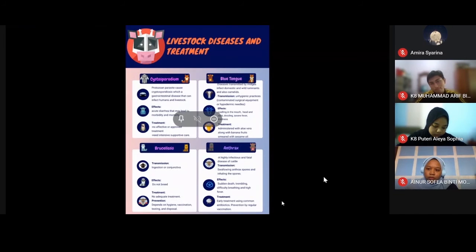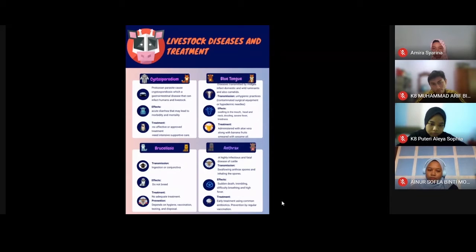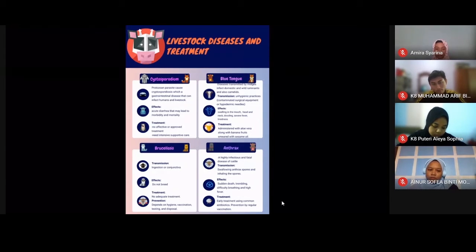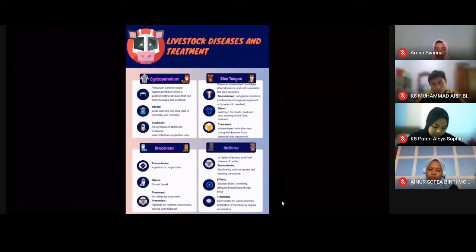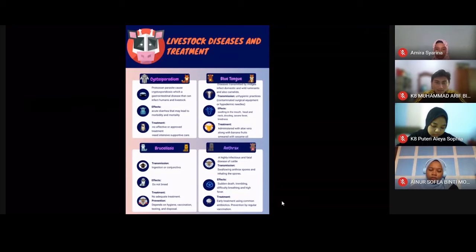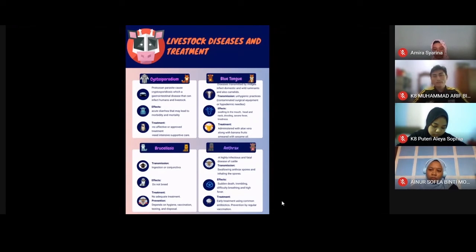Right, let's proceed to the livestock diseases and treatment. So the first disease is called Cryptosporidium, which is a protozoan parasite that causes cryptosporidiosis, which is a gastrointestinal disease that can infect humans and livestock. And the common livestock that it infects is cattle.